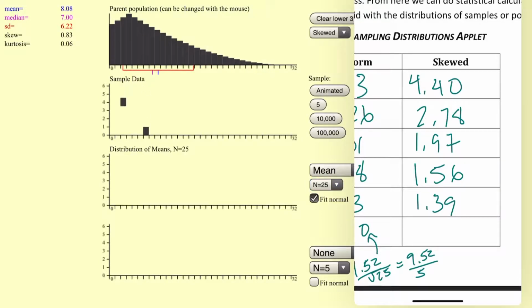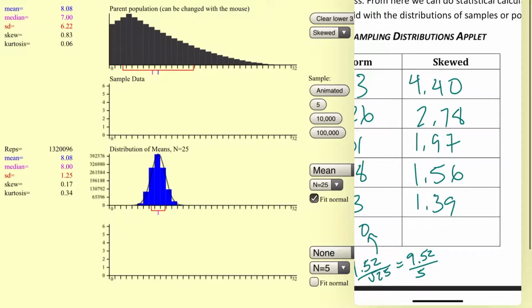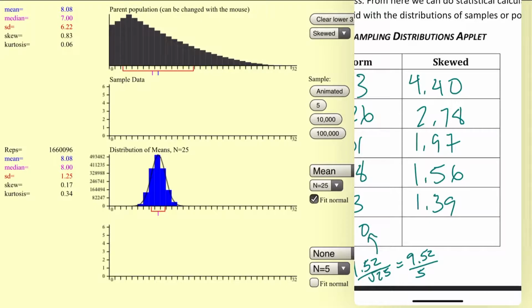So again, just to be clear, I'm getting 25 dots from my parent population, 25 samples that I'm pulling, and then I get one mean, and then I do this process over and over and over again. And so as that grows, it becomes gradually more and more normal. Remember, this applet does have a slight error. It's using the right edges of the histogram instead of the center. That's something that the authors of this are working on. So here we get a 1.25 for the standard deviation.